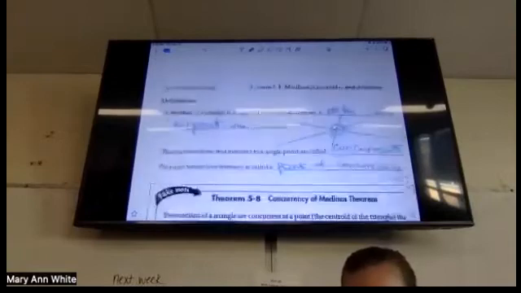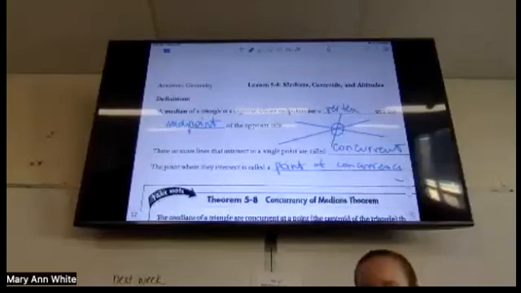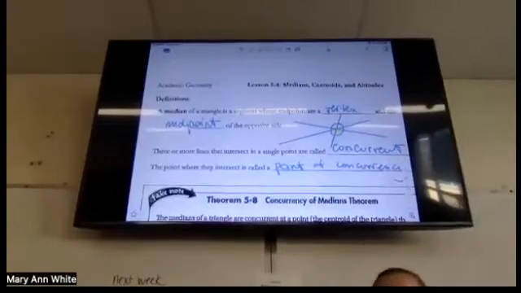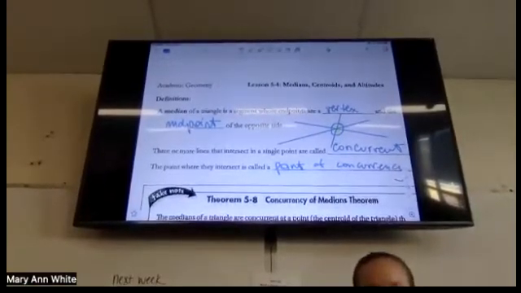So I just will have this up for a second, a review of what we just talked about. Median is the vertex and the midpoint. And when you have 3 or more lines intersect, they're called concurrent. And the point at which they intersect is the point of concurrency. So take a second, pause it if you need to get this written down.